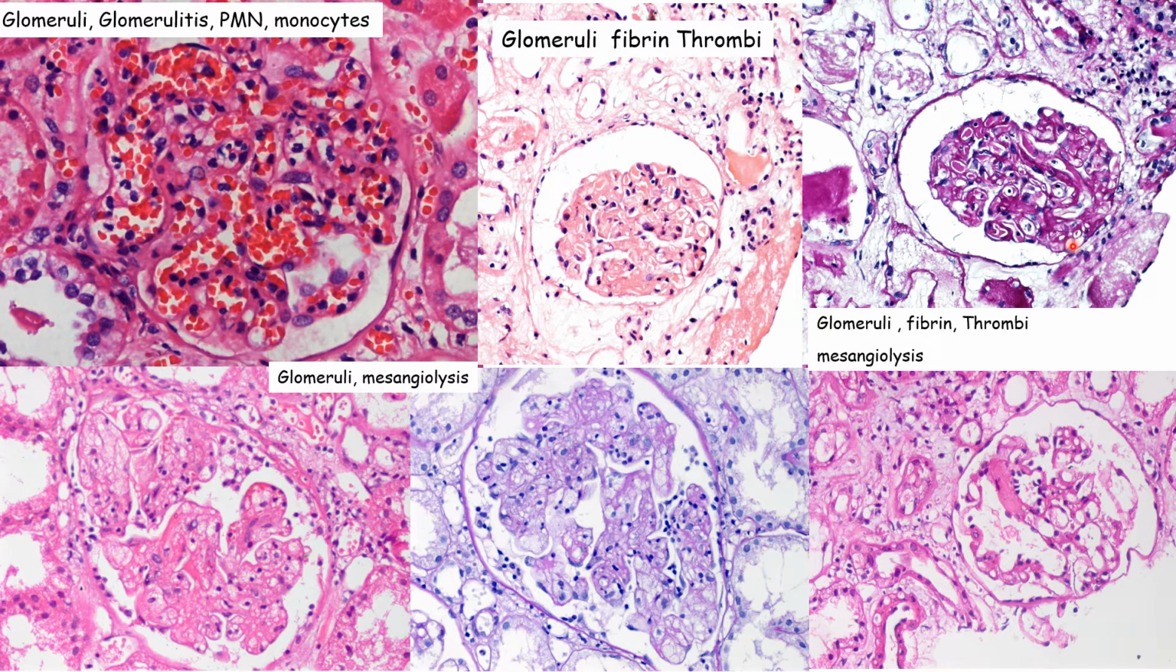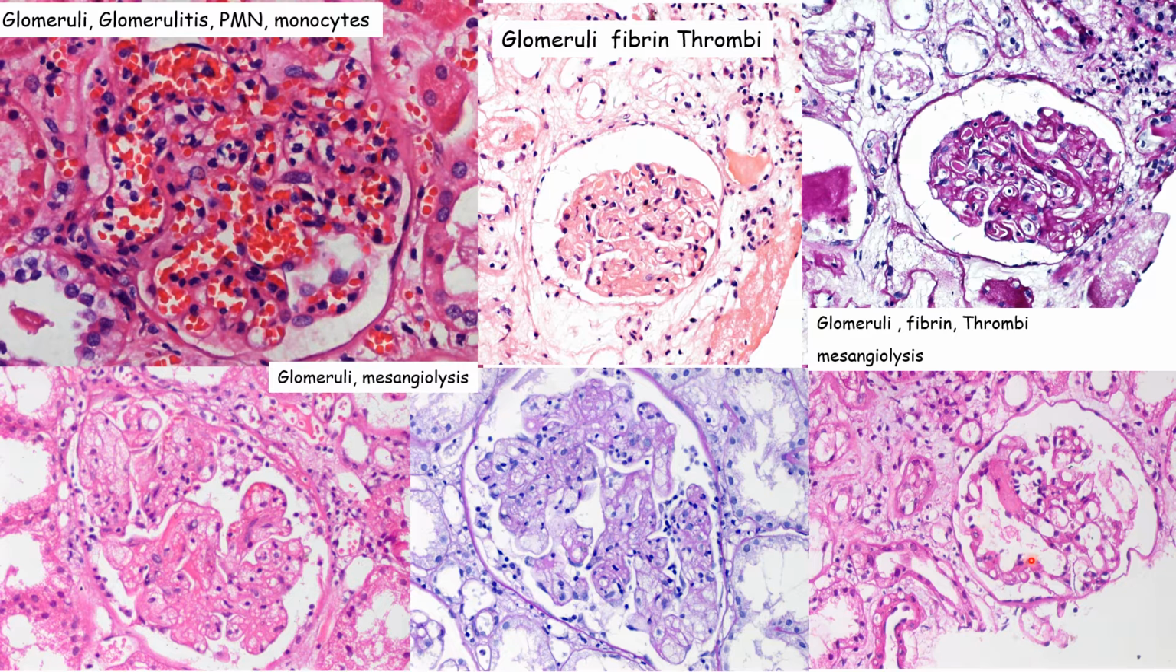Along with the tubules and the peritubular capillaries, the glomeruli also bear a significant brunt in active humoral rejection. The earliest manifestation is increased number of the neutrophils within the capillary lumen. Few glomeruli may show the presence of the fibrin thrombi, which are seen even better on the PAS sections over here. And sometimes they are very well seen in markedly dilated capillary loops.